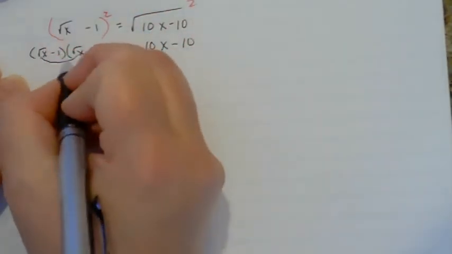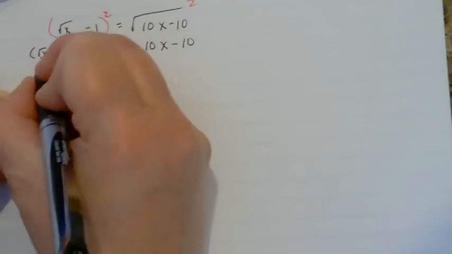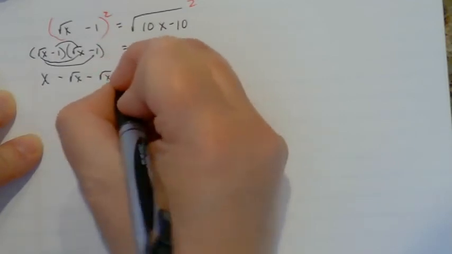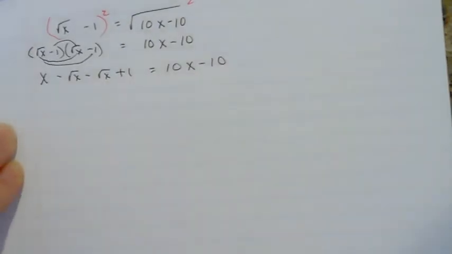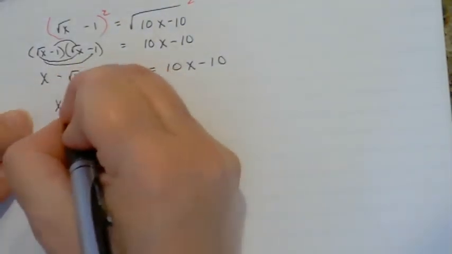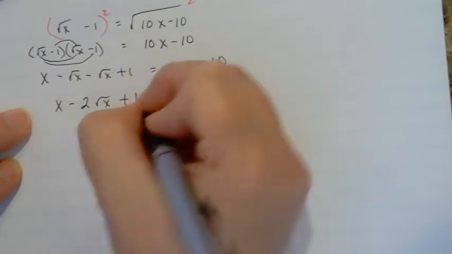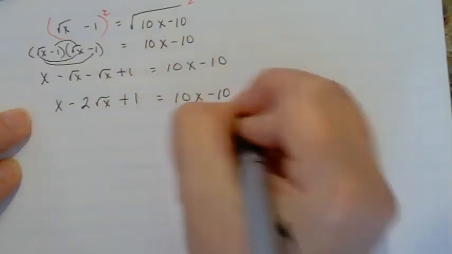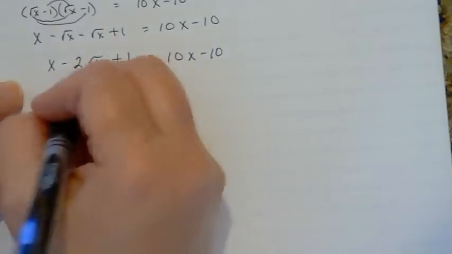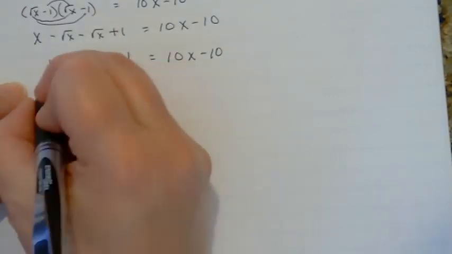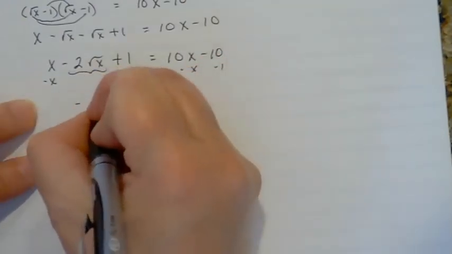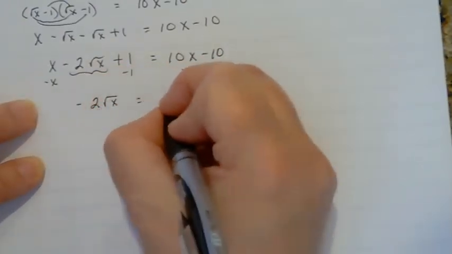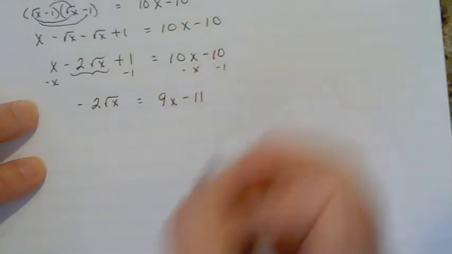So over here, square root of x times square root of x is just x, minus the square root of x, minus the square root of x plus 1 equals 10x minus 10. So I'm going to add my like terms together. And then I'm going to get the square root part by itself. So I'm going to subtract an x and a 1 from both sides. So I get negative 2 square root x equals 9x minus 11.